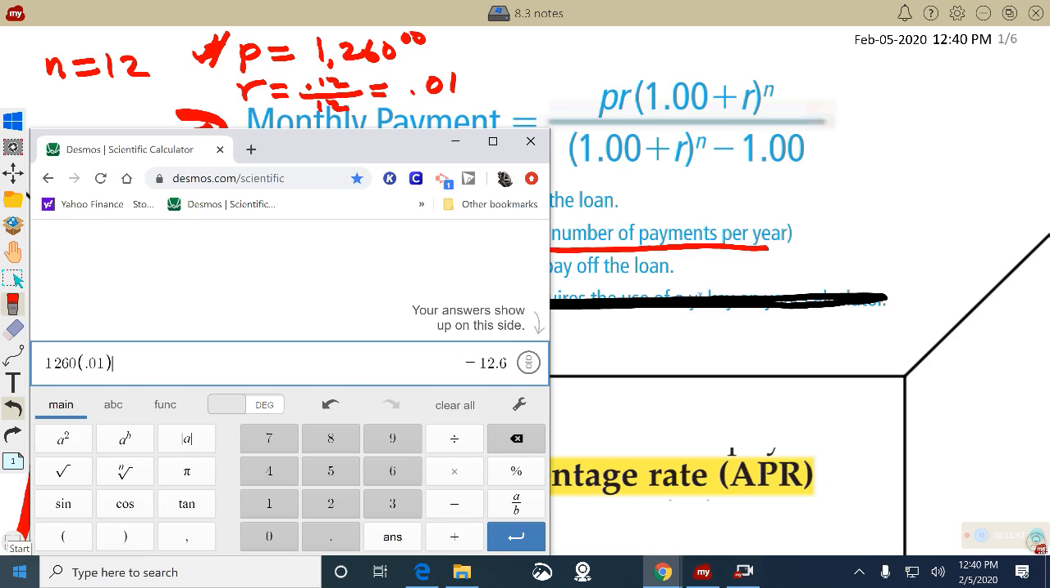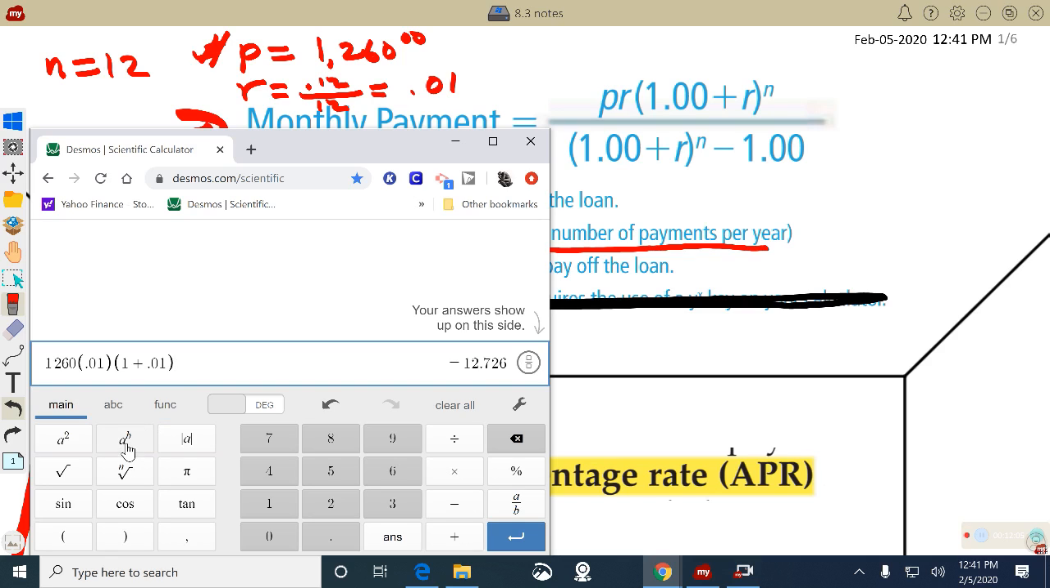So all I've done is P times R. Nice. Another parenthesis now. Watch. 1 plus R. R is 0.01. Okay. I'll close that parenthesis because that's what it tells me to do. No big deal. Power. N is 12, so let me take this to the 12th power.